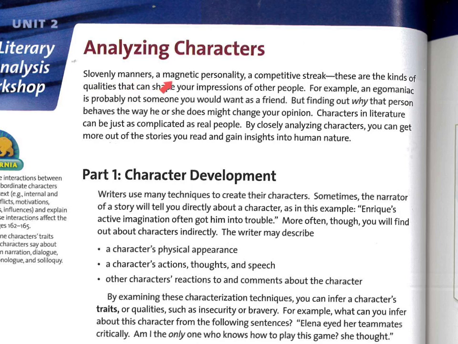Slovenly manners, a magnetic personality, a competitive streak. These are the kinds of qualities that can shape your impressions of other people. For example, an egomaniac is probably not someone you would want as a friend. But finding out why that person behaves the way he or she does might change your opinion. So why? Finding out why they act that way.